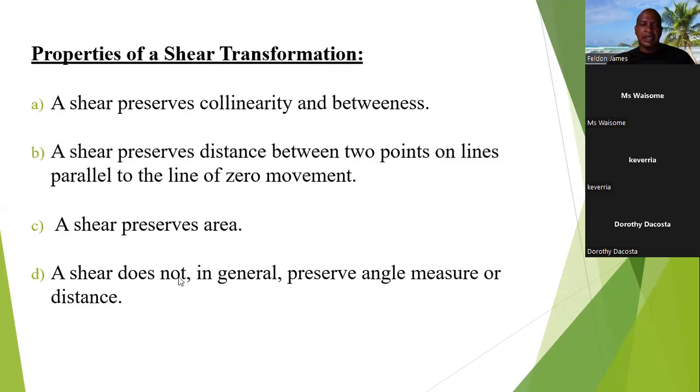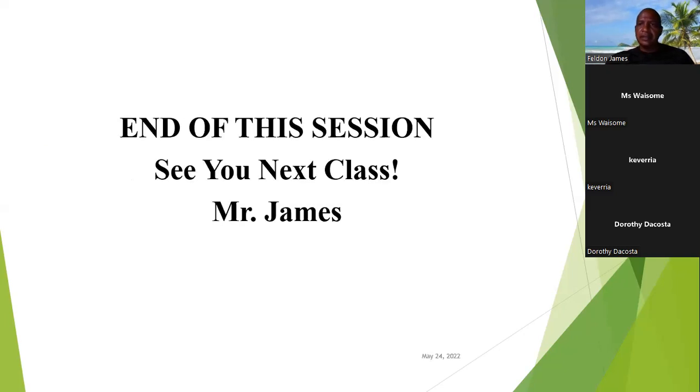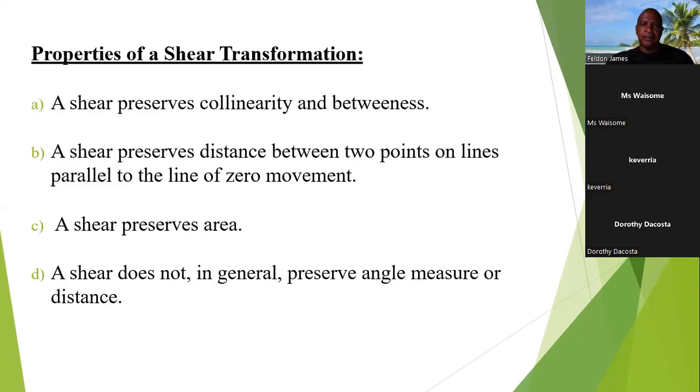object. A shear does not in general preserve angle. All right, that means once you do a shear, the angle will change. The angle of the shear will be different from the angle of the pre-image. All right, and that would be the end of our transformational geometry topics.